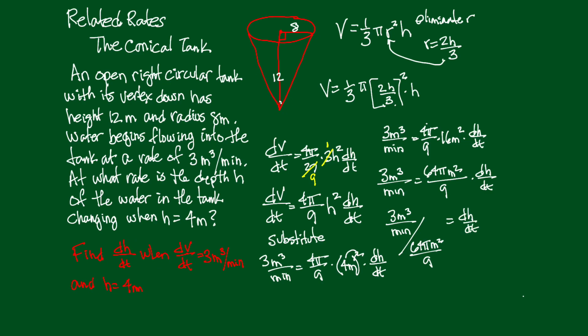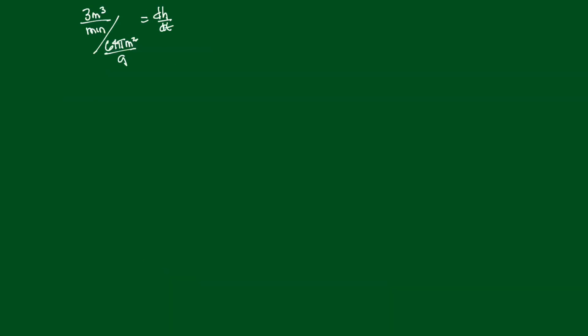Now, I'm doing a division here, right? We know how to divide. I'm going to invert and multiply, or multiply by the reciprocal. I'll start a new page here. This is getting a little tight. So I'm going to have 3 cubic meters per minute times, all right, let's invert it. We'll get 9 over 64 pi square meters. That's our dh dt. And maybe we can simplify this a little bit.